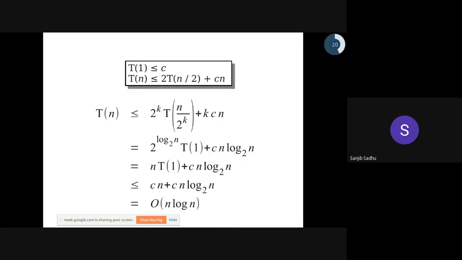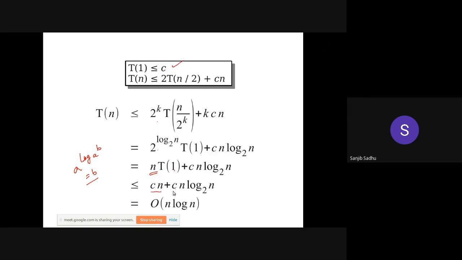Next, we do the same thing here. We put 2 to the power k, where k is log n to the base 2, so 2 to the power k is n. So we get n into T1, and 2 to the power log n, you know the mathematics, this is n. Basically a to the power log of b to the base a is equal to b. So use that, and T1 is c, we know already. So put it here: c into n plus cn log n.